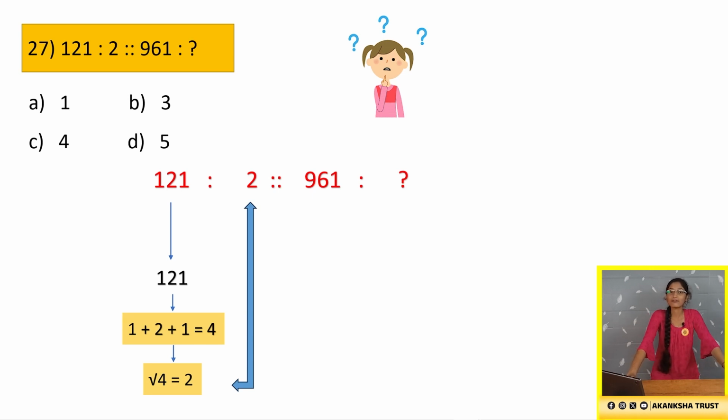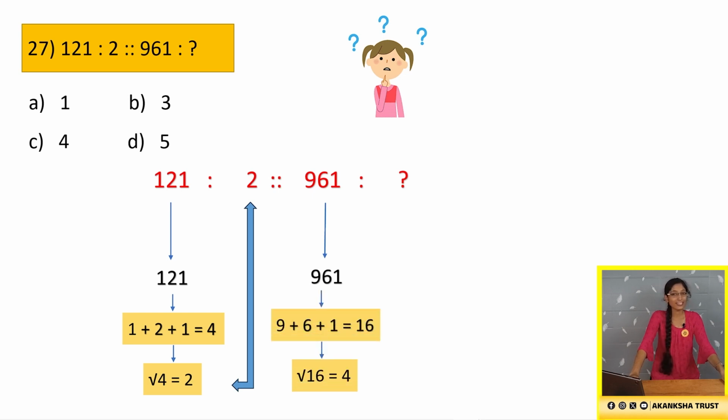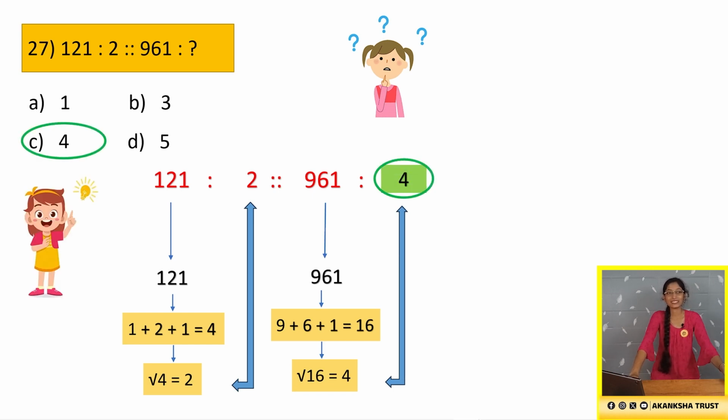See, 961. First of all, what do we have to do? Split the number into three parts, because we can see three digits in 961. 9, 6, 1. Adding these numbers, 9 plus 6 plus 1, we get 16. Then what is the square root of 16? 4, isn't it? So the answer is 4, which is in option C. So very easy, isn't it? It's like a game, logic.